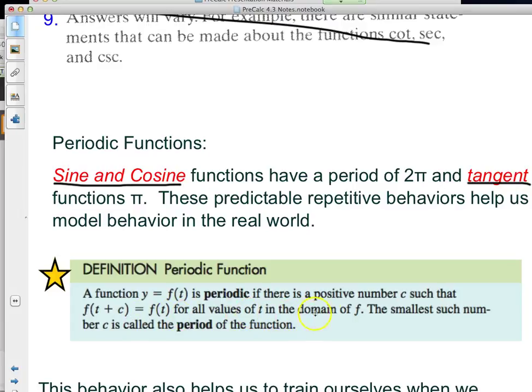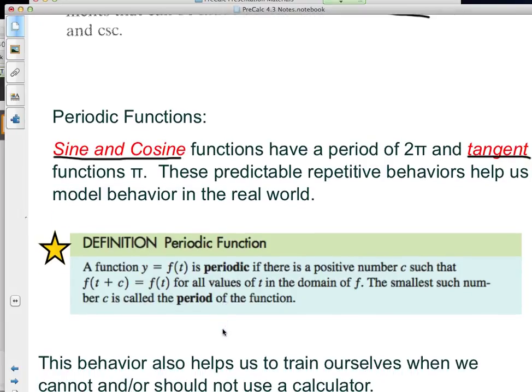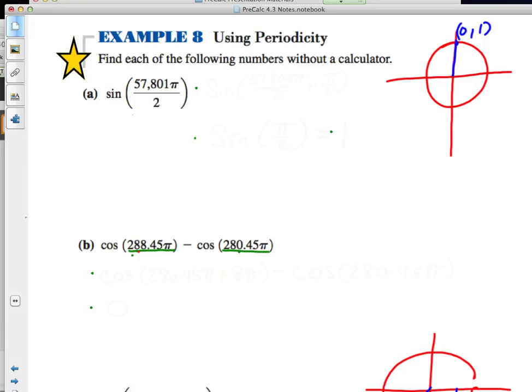For all values of t in the domain of f, the smallest such number c is called the period of the function, and the period is when the function starts to repeat itself. This behavior also helps us to train ourselves when we cannot or should not use a calculator. Hint, hint, hint. Cannot or should not, gosh, everything in this chapter, be comfortable with it without a calculator.